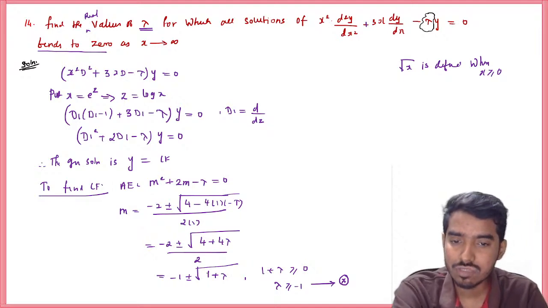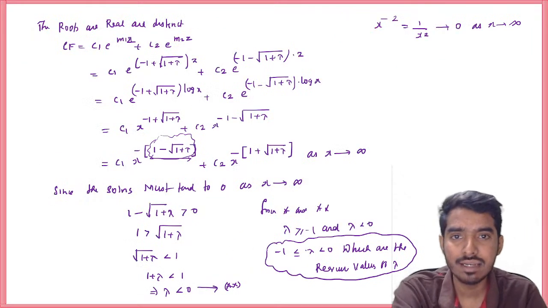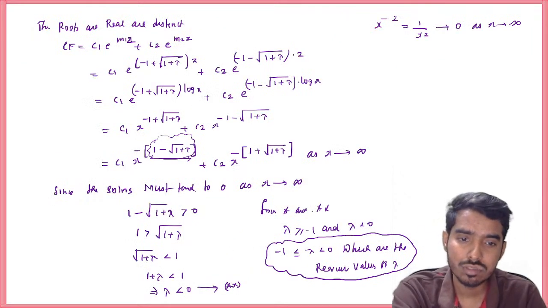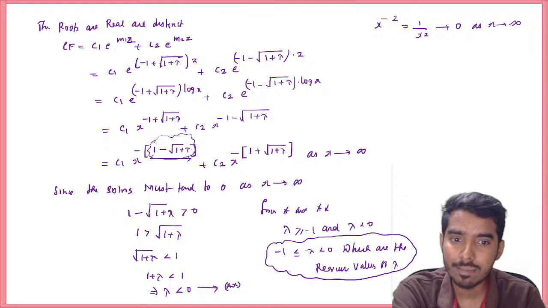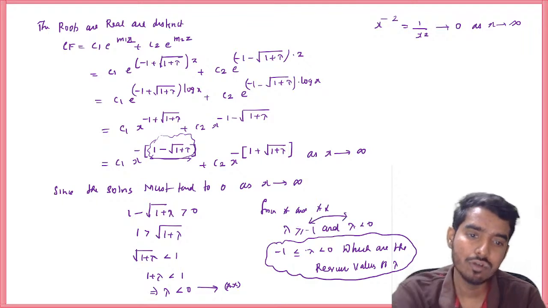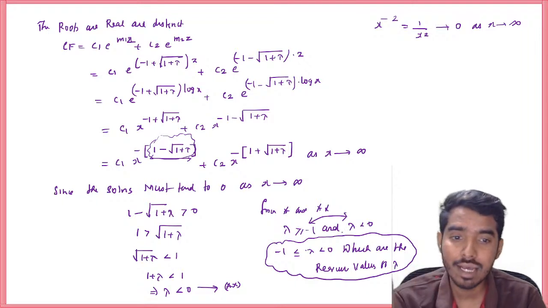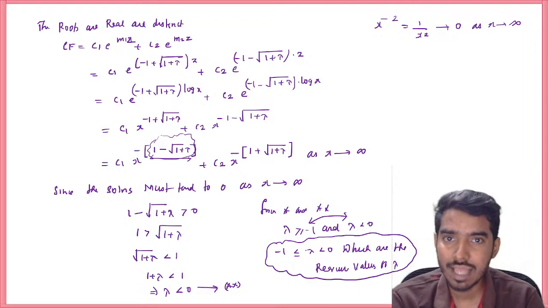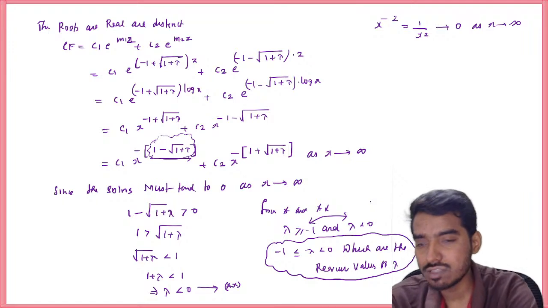And also this will be defined because lambda is greater than minus 1. See, you have to find all values of lambda that satisfy both conditions, right? Therefore, minus 1 to 0 is the range of lambda that is common to both. This is the required values of lambda.